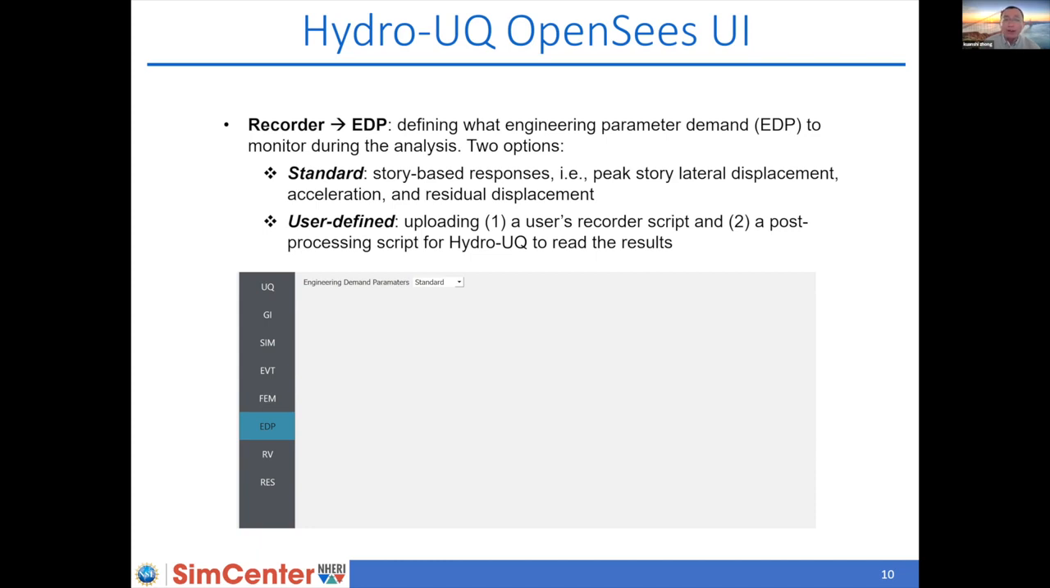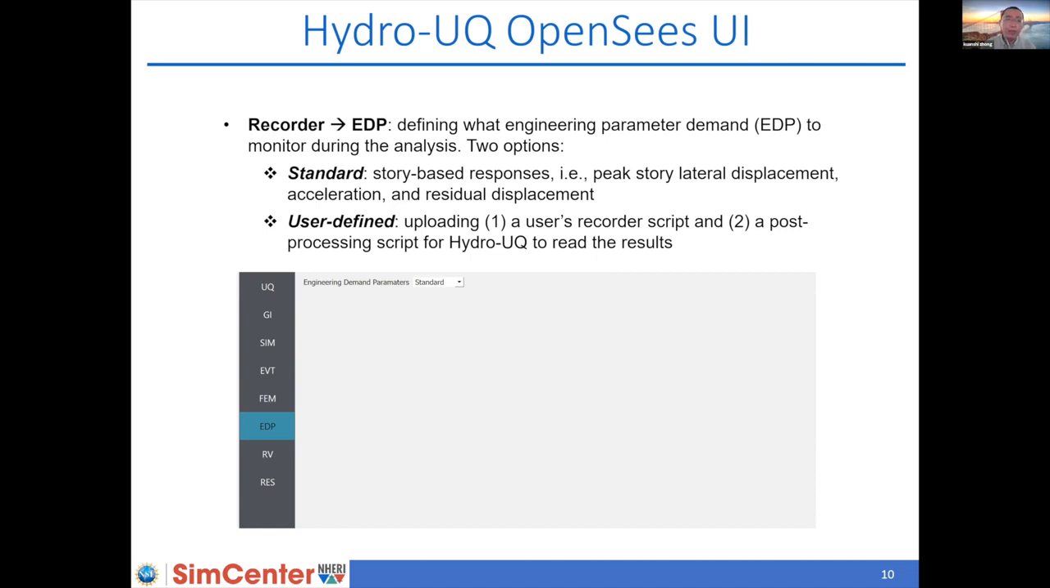Similarly, two options. First is a very standard EDP type. So following quite a similar idea in earthquake engineering, as a structural engineer, we are perhaps very interested in the peak story lateral displacement, peak story drift ratio, and peak acceleration at different story levels, and also the residual displacement for the building to assess the recovery stage of the building to help evaluate the recovery path.